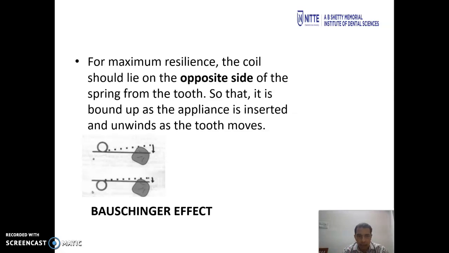As I mentioned earlier, for a finger spring, for example, the helix should be opposite to the direction of tooth movement. It is more related to the physical property of the wire. It is known as the Boschinger effect. This sometimes is asked as a short note, or else it may be asked as a question in your Viva.